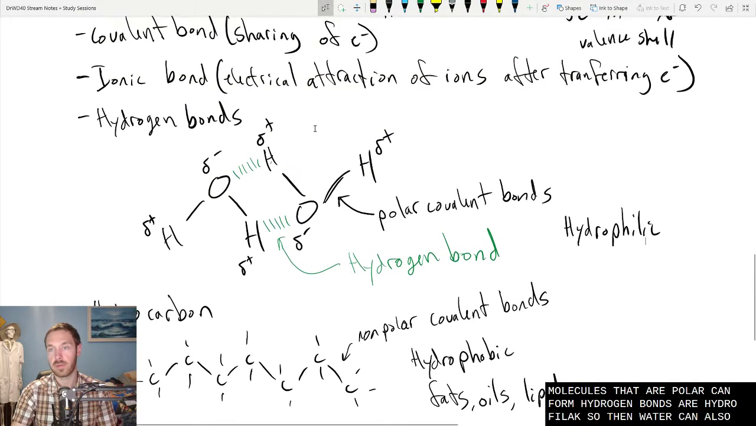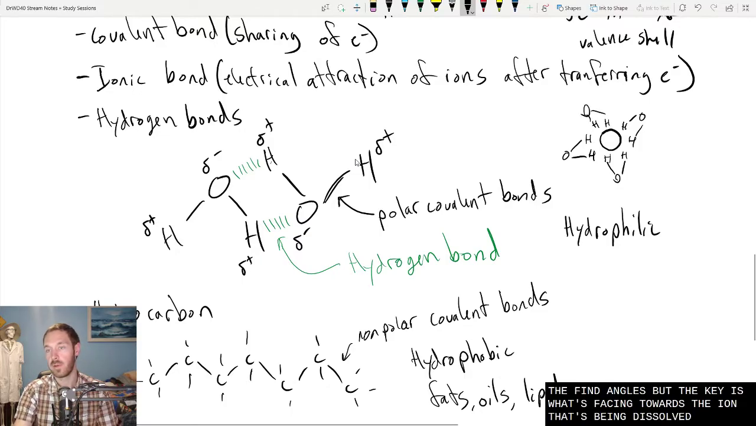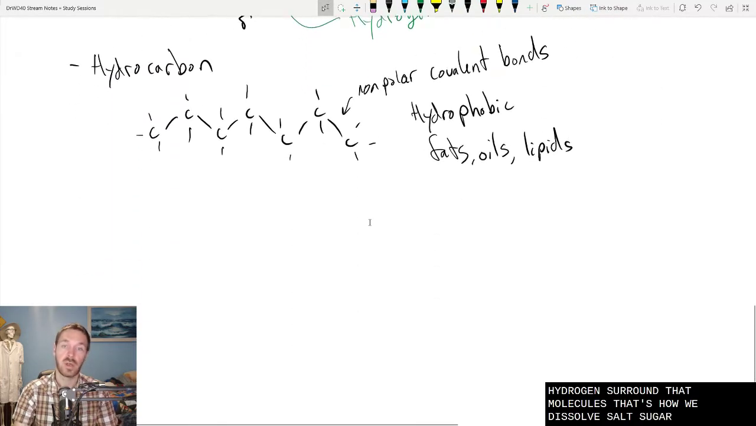So then water can also dissolve ions. Let's say we drew an ion in the middle here. And now let's say on the outside of this ion, we have the water forming the hydration shell. I know this isn't too accurate here with the bond angles, but the key is what's facing towards the ion that's being dissolved. Remember, all the hydrogens have a partial positive and all the oxygens have a partial negative. Remember, like dissolves like. So if I ask what is the charge of this ion in the middle, and you know it's surrounded by all these partial positives, you know this has a negative charge based on the position of the oxygens or hydrogens around that molecule. So that's how we dissolve salt, sugar, and things like that in solution.